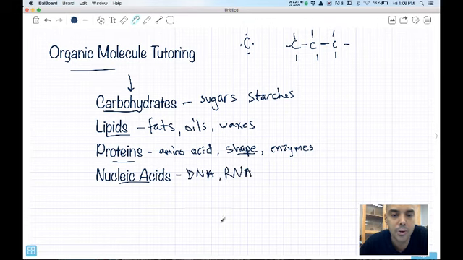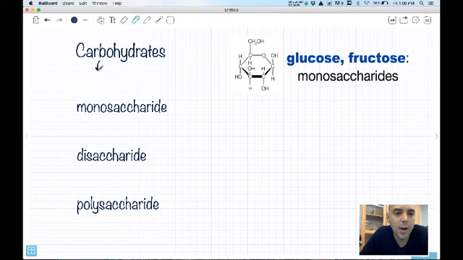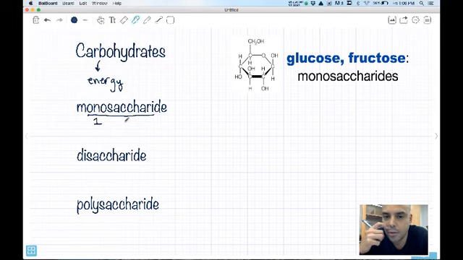So let's dive deeper into these 4, okay? Let's start with the carbs. Basically your carbohydrates are a source of energy. We said that they're great at very fast burning, quick energy, especially the monosaccharides. Mono means one, saccharide means sugar. So a popular monosaccharide is this one right here.